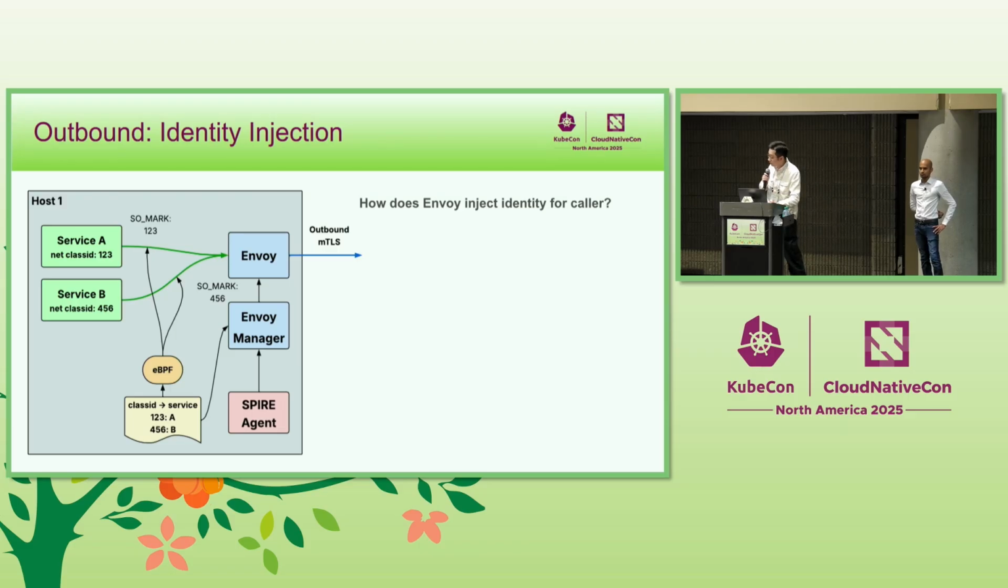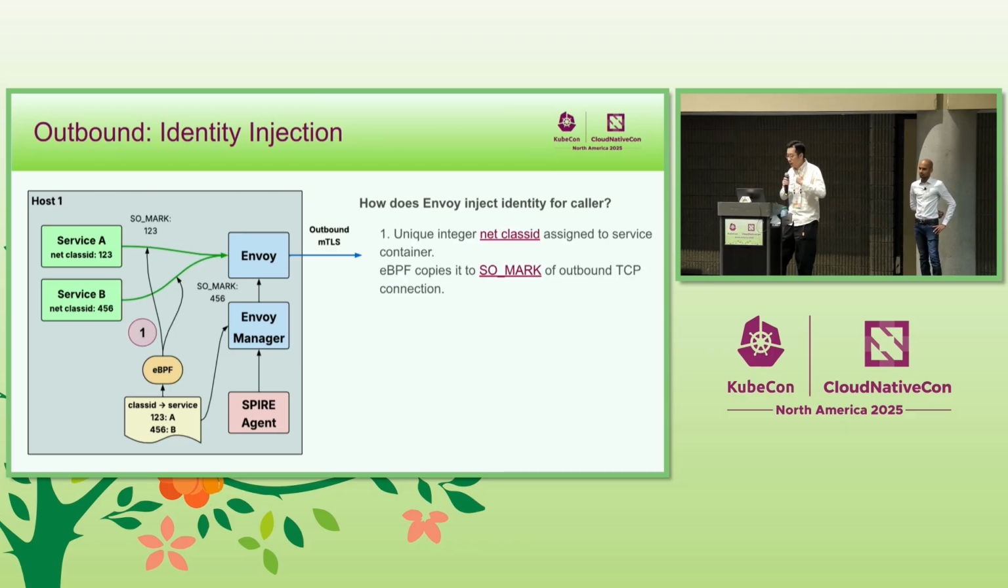To solve this problem, we first rely on the fact that we allocate a unique integer as the network class ID of each of the containers when it is started on the host. And we also implement a custom eBPF program that would copy this network class ID integer to the SO_MARK option of the outbound TCP connection originated from the service.